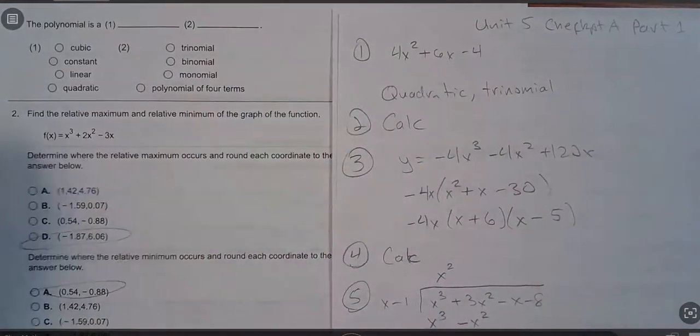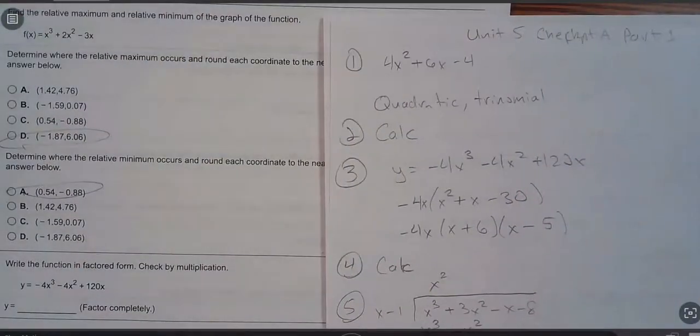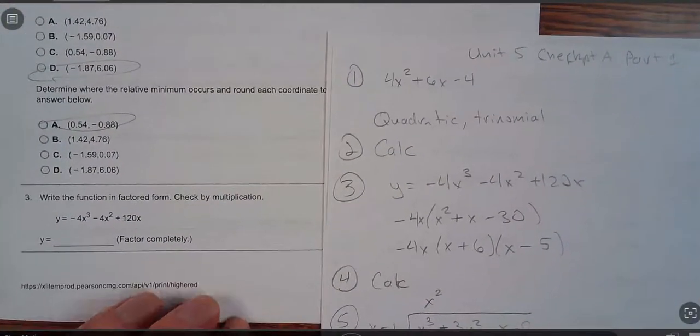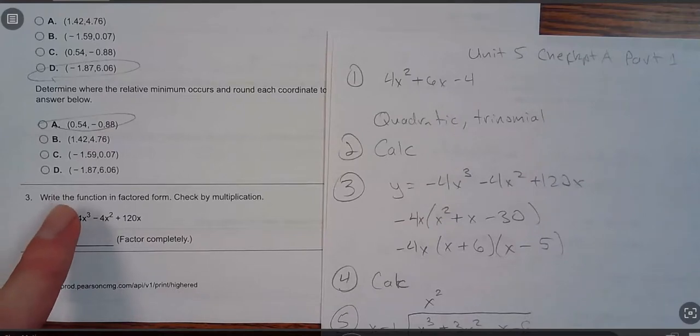Okay. Number 3 here, it says write it in factored form. Apologize, let me get a drink here.